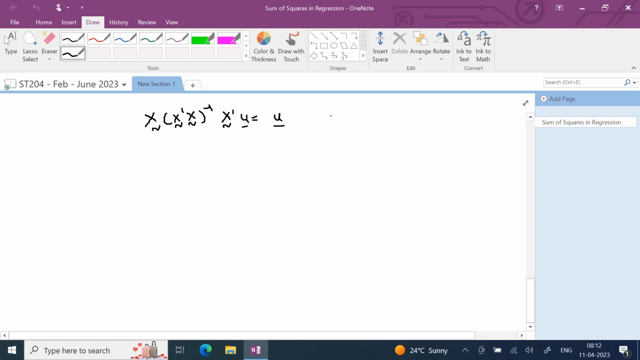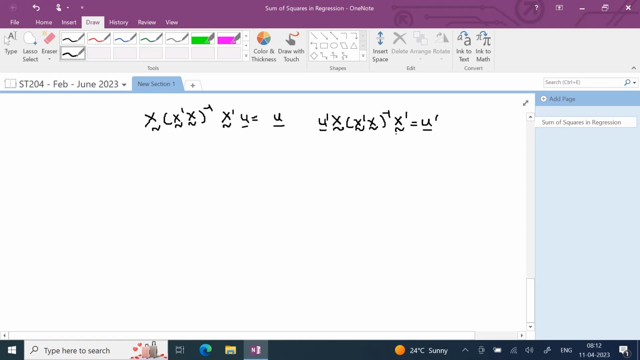And from the transpose, I will start with U prime. So U prime, I'm just taking transpose of this equation like we did there. So U prime X, and then X prime X inverse X prime is actually equal to U prime. Okay.